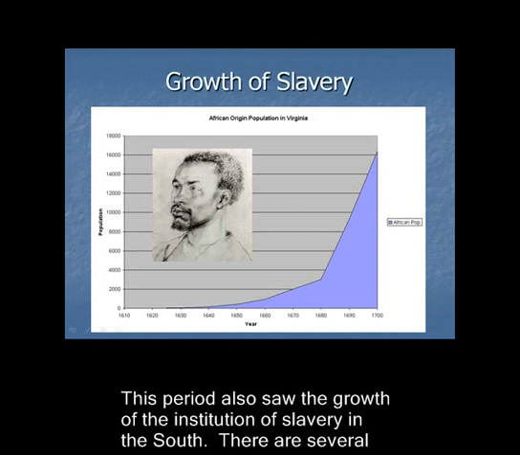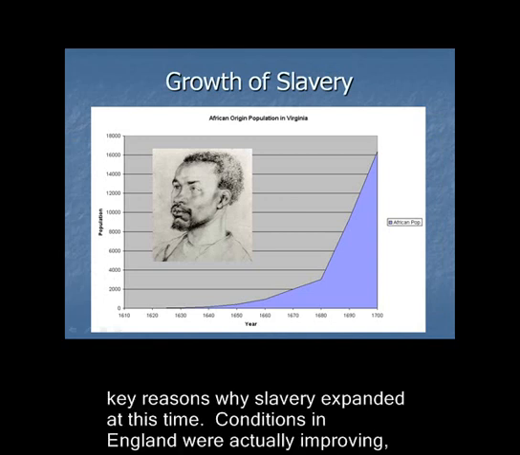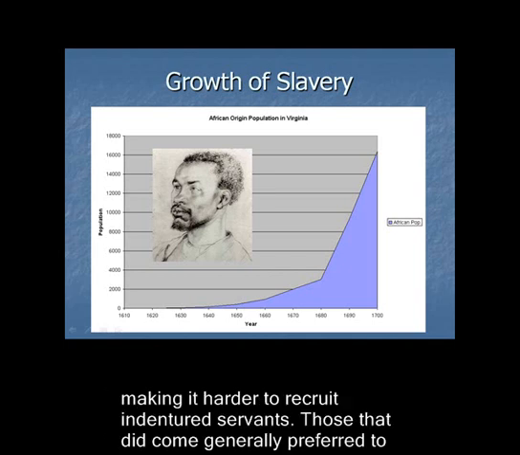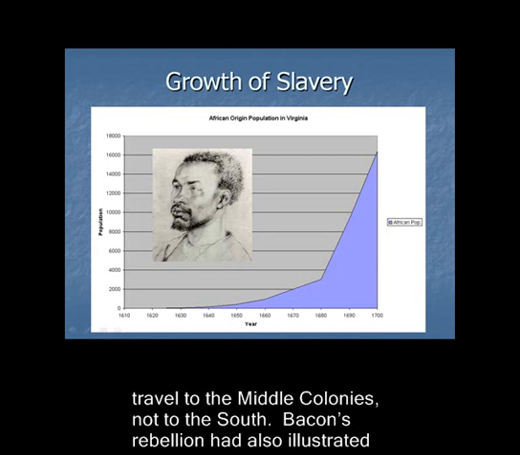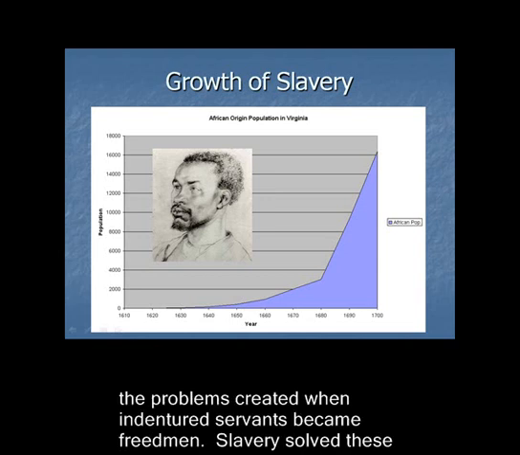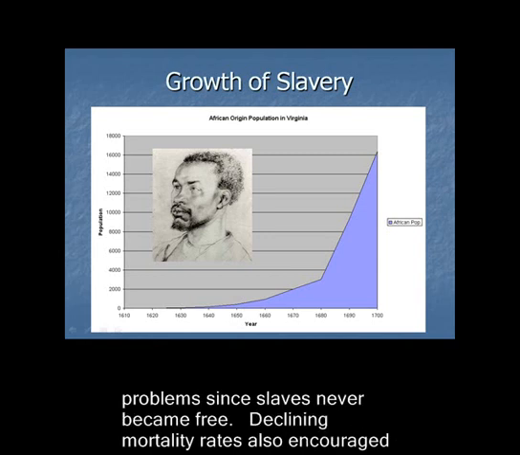This period also saw the growth in the institution of slavery in the South. There are several key reasons why slavery expanded at this time. Conditions in England were actually improving, making it harder to recruit indentured servants. Those that did come generally preferred to travel to the middle colonies, not to the South. Bacon's rebellion had also illustrated the problems created when indentured servants became freedmen. Slavery solved these problems, since slaves never became free.